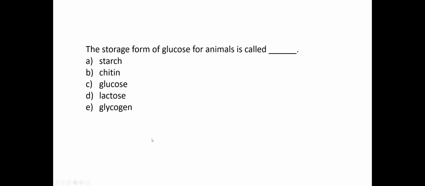Okay, the storage form of glucose for animals is called blank.